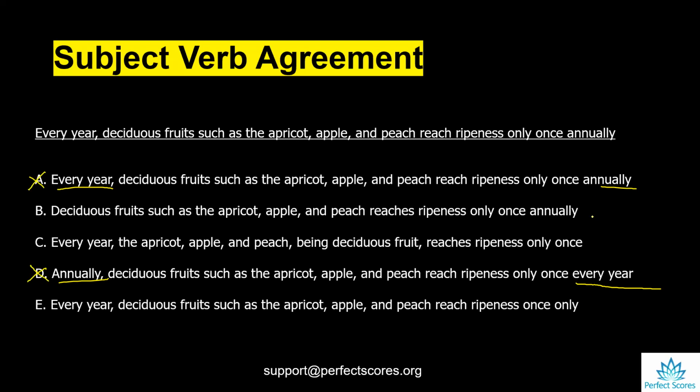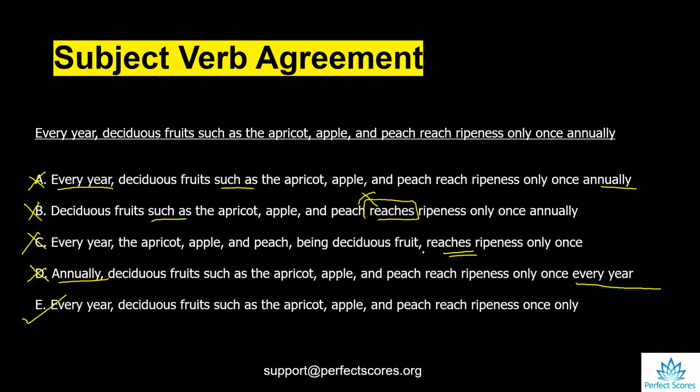Yeah, the reaches because it's fruit. Yes, so reaches is wrong. It should be reach. And in all of these cases, the words such as are being used for example, which is correct. If they would have used like, that would have been wrong. Okay, out of C and E, which one do you think it's correct? E. E, yes. Because C is again making the same mistake. Reaches ripeness only once.